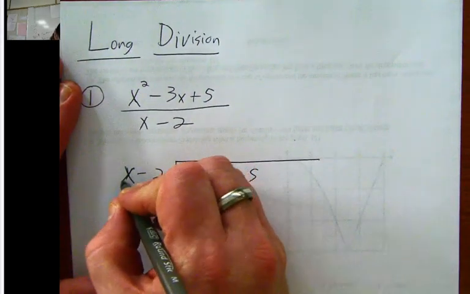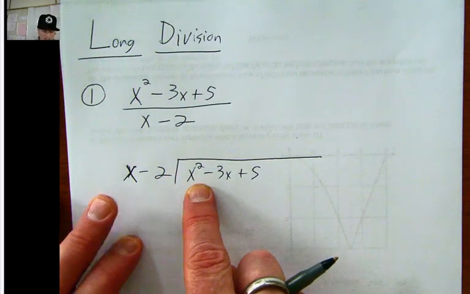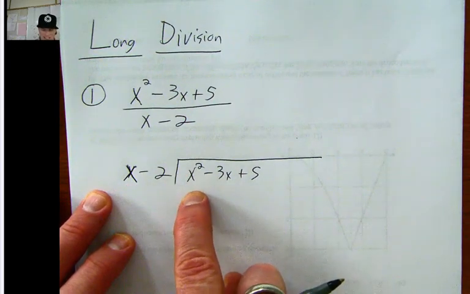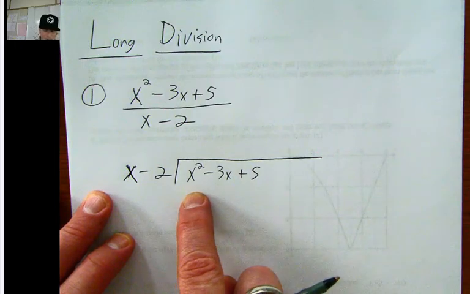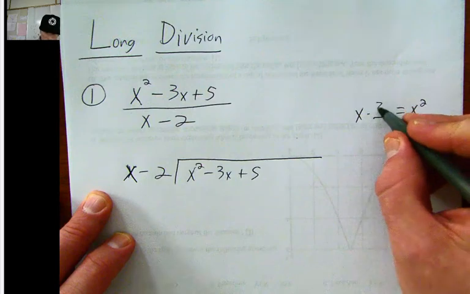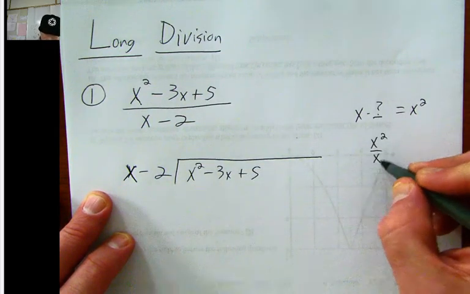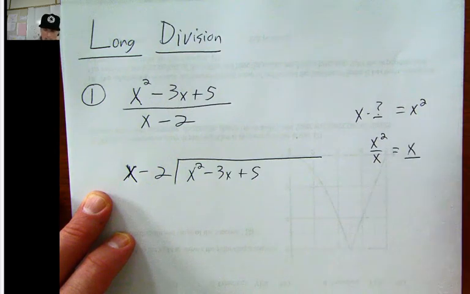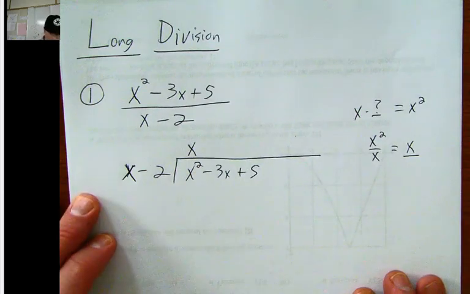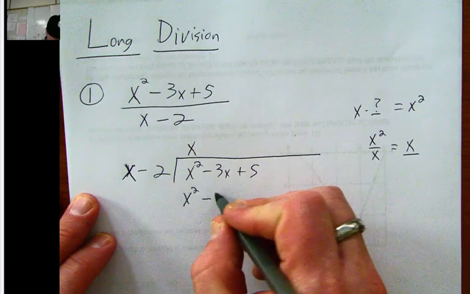For the rest of this problem, when we do the long division, we really only look at this x and this x squared. I think, x times what gives me x squared? Or another way to think about it is just x squared divided by x. Either way, the answer is x. So that x goes up here. Then we distribute. X times x minus 2 is x squared minus 2x.